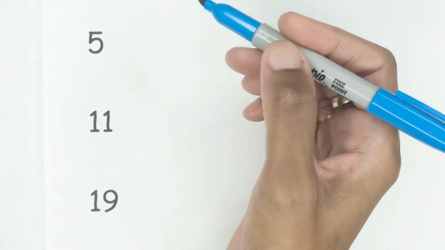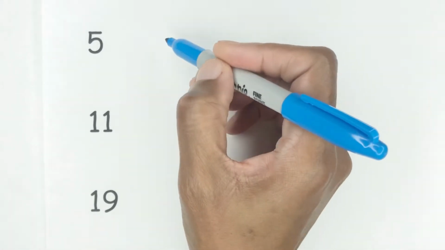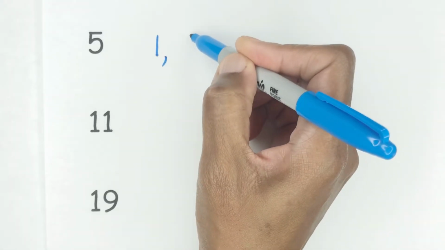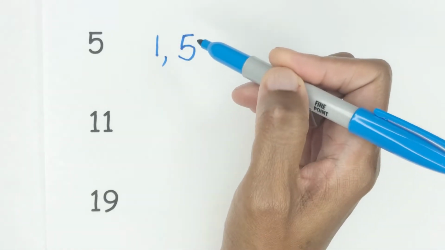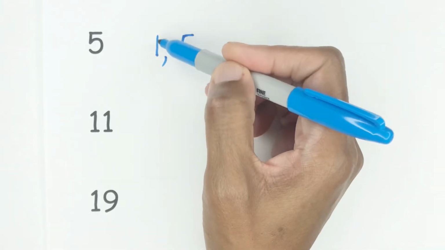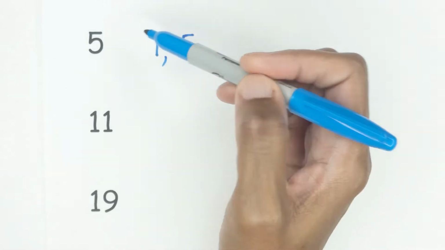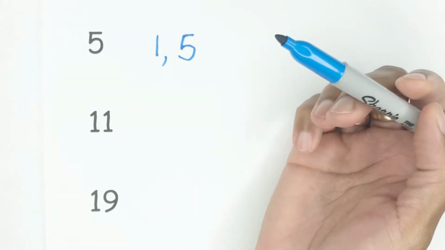Okay, so you have 1, right? So 1 times 5. 1 times 5 is 5. And 5 times 1 is 5. There's no other numbers except 1 and 5 that can be multiplied that make 5. So these are the only two factors.